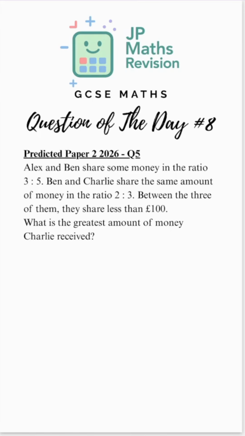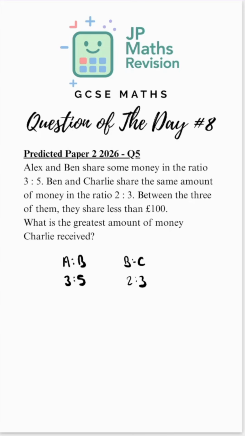So the thing that I'm going to do here is extract out the key information. So we have Alex to Ben share some money in the ratio 3 to 5. So I'm going to write A to B is 3 to 5. I also have Ben to Charlie share the same amount of money in the ratio 2 to 3. So B to C is 2 to 3.